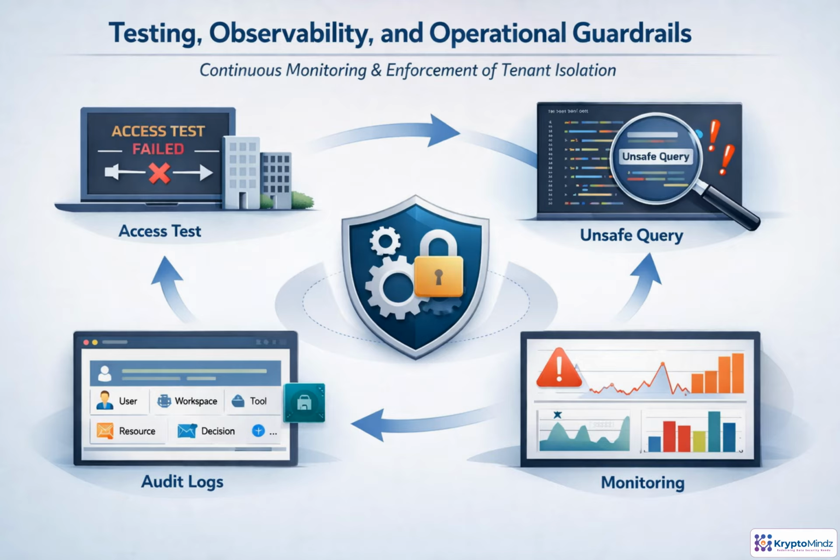Isolation also has to be verified continuously. Treat every release as a chance to prove the boundary still holds. Automated tests should try cross-tenant access and missing tenant context. Code checks or query wrappers should catch unsafe, unscoped queries before deployment. In production, audit logs need enough context to explain every decision: tenant, workspace, user, tool, resource, and outcome. Monitor for signals that suggest drift or attack, such as denied request spikes, tenant mismatch errors, unusual data volume, and policy failures.